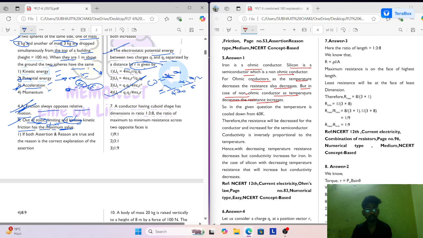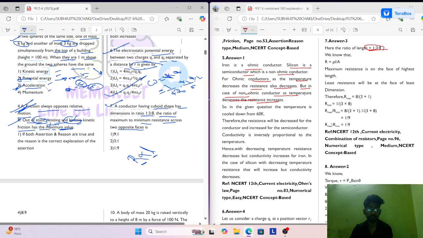A conductor having cuboid shape has dimensions in the ratio of 1 is to 3 is to 8, LBH ratio is 1 is to 3 is to 8. The ratio of the maximum and minimum resistance across the two opposite faces, okay, you have to calculate the resistance. Resistance is proportional to L and also proportional to the resistivity and inversely proportional to the surface area. As the material is same, rho will not take part in this. The resistivity will be same for all the cases.